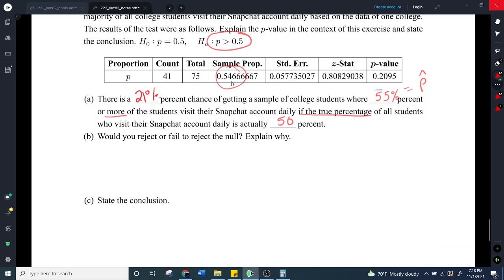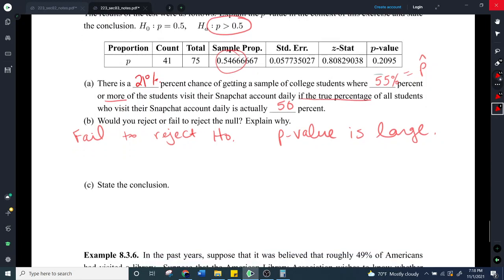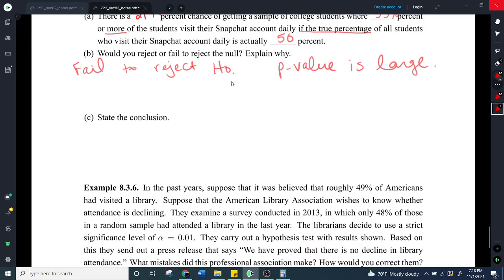Based on that p-value, would you reject or fail to reject the null hypothesis? Well, we're going to say fail to reject H naught. Why? Because the p-value is large. Again, they didn't give us a significance level, but it doesn't matter. 21% is going to be larger than any significance level we would want. So how do we conclude this? If we fail to reject the null hypothesis, what does that mean?